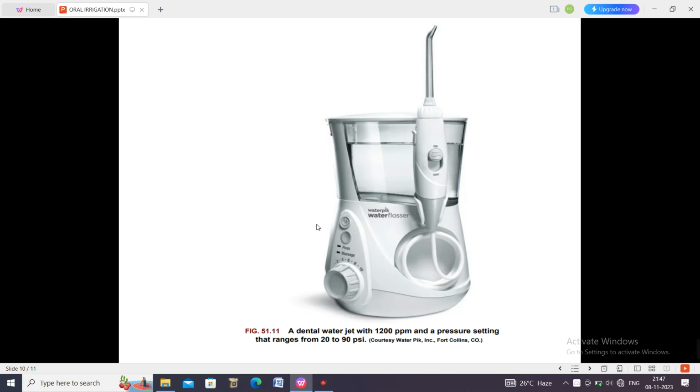This figure shows the electronic devices for oral irrigation that act at 1200 ppm with a pressure setting range of 20 to 90 psi. So this was oral irrigation and the different types of solutions that have been used for irrigation, that act on the embrasure area and cause less loading of bacteria in that area.